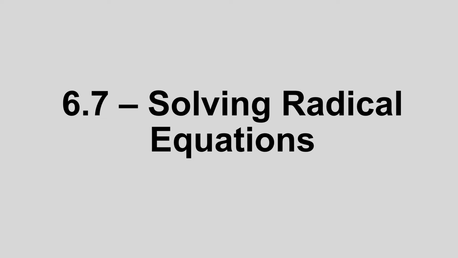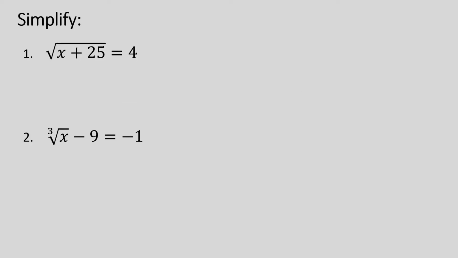6.7, solving radical equations, last section in chapter 6, and this tends to be a fairly straightforward section. So here we have equations that have radical signs in them, and we're just going to solve them algebraically. We want to solve for x, and it's inside this square root, so we want to reverse that, do the opposite of it, and we would do that by squaring both sides.